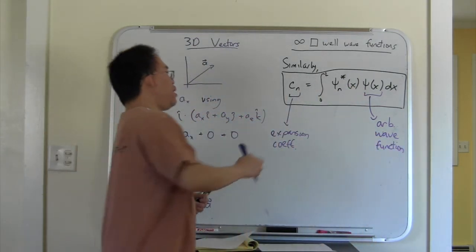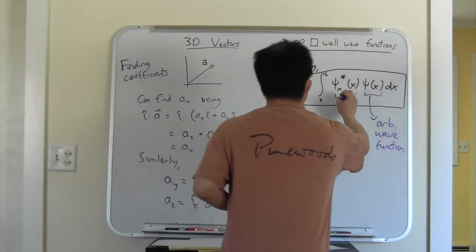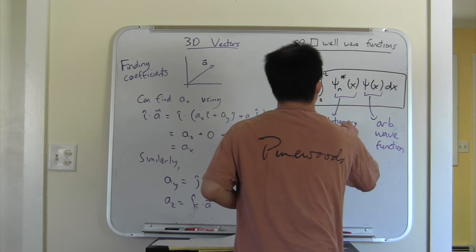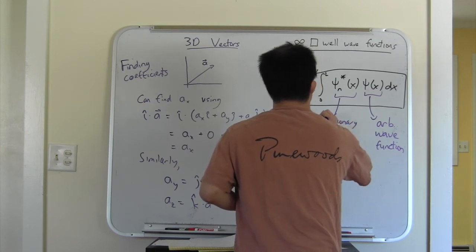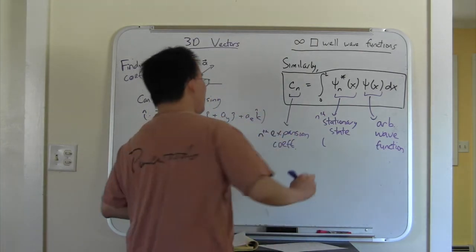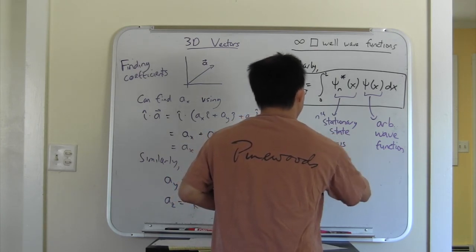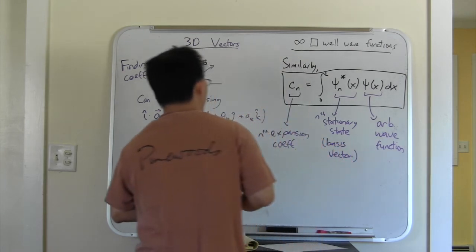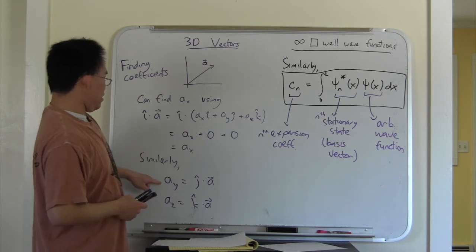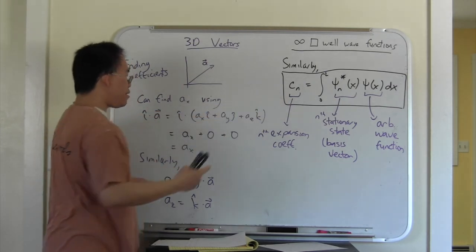And then my psi sub n star, this is my basis function, this is my stationary state. And so this is the nth stationary state, and this is the nth expansion coefficient. So this is my basis vector. And right, so again, hopefully you can see the parallel, right? So for my component, or my expansion coefficient, that's analogous to that.